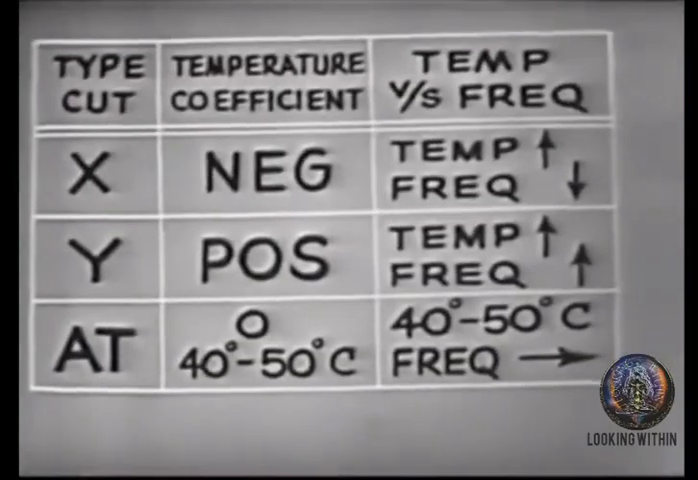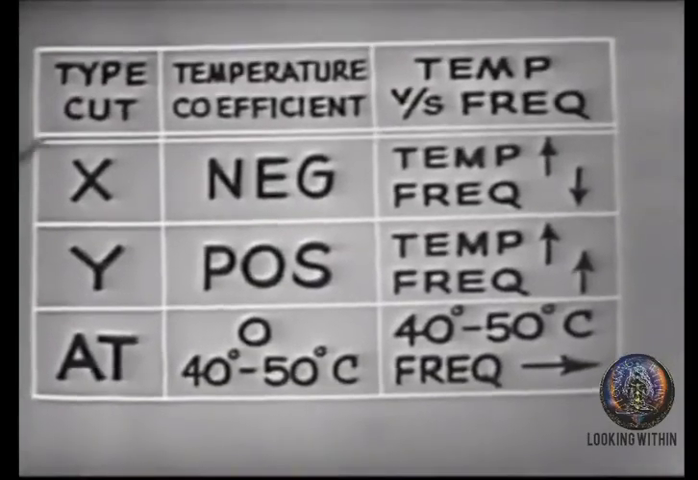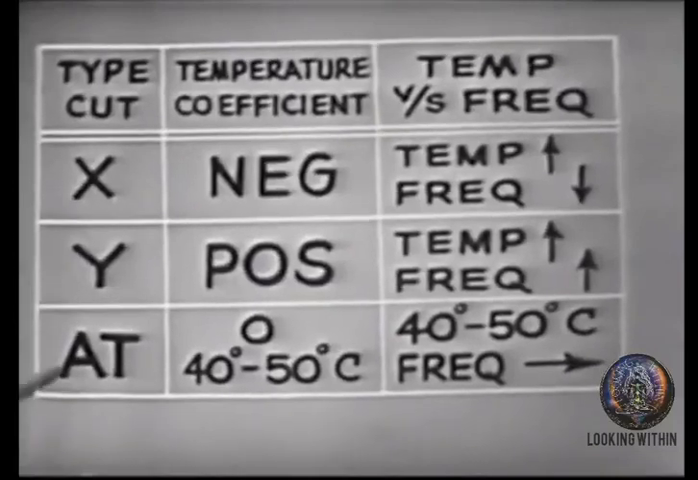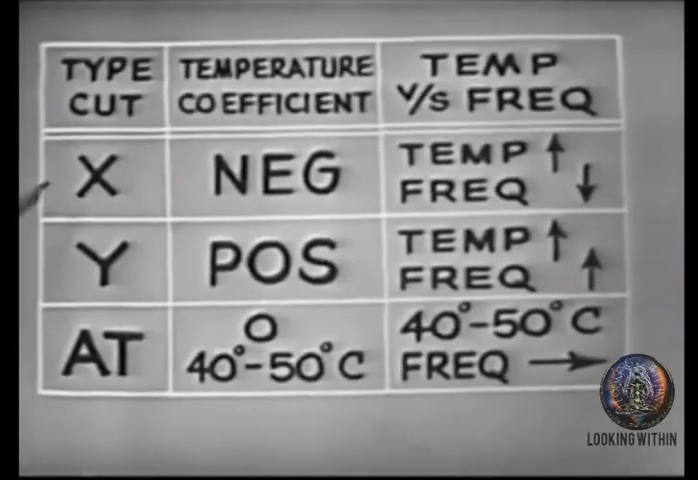Temperature coefficient is actually the effect that a change in temperature will have on the frequency of the crystal. Now, let's compare the temperature coefficients of the 3 cuts that we just considered, the X, Y, and AT cut crystals. To do that, we'll use this chart. On the left, we're indicating the type of crystal cut, the X, Y, and AT. Let's begin then with the X cut.